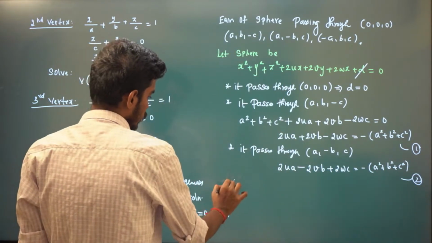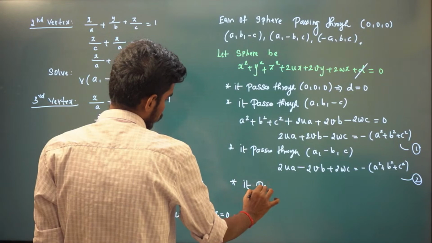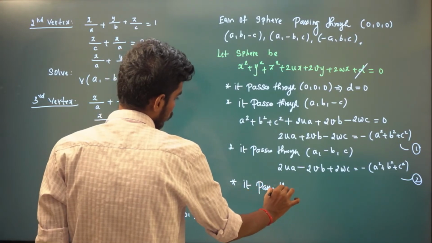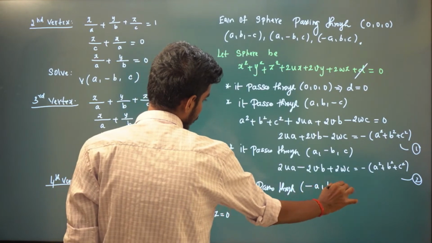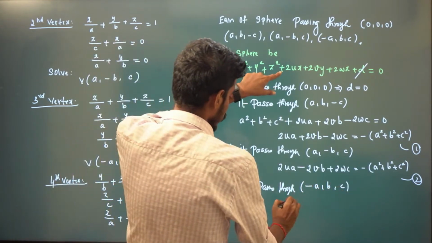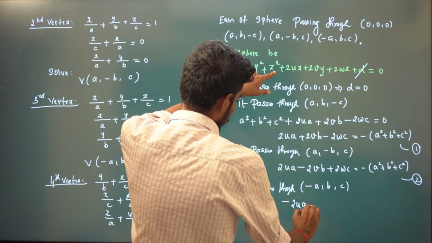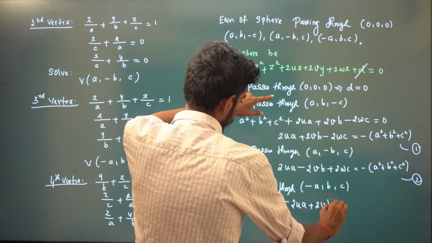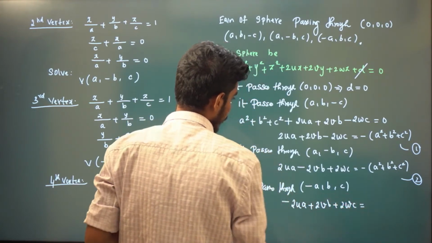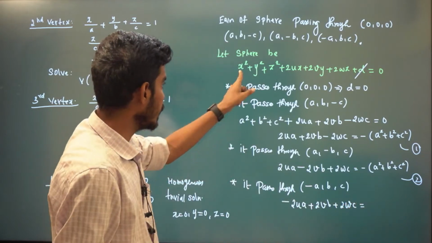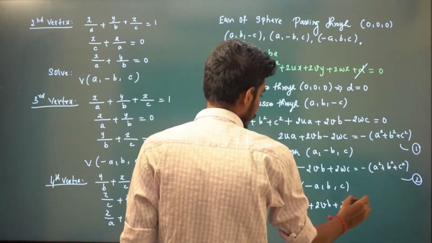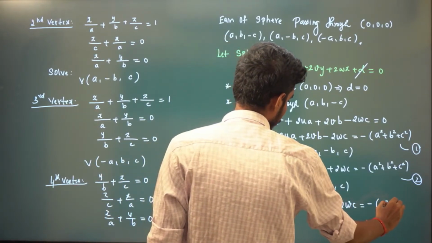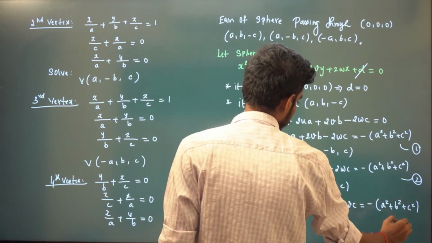Now again, it passes through (-a, b, c). So you will have -2ua + 2vb + 2wc is equal to, see, you will have only a² + b² + c² because it is square here. You will have minus of (a² + b² + c²).